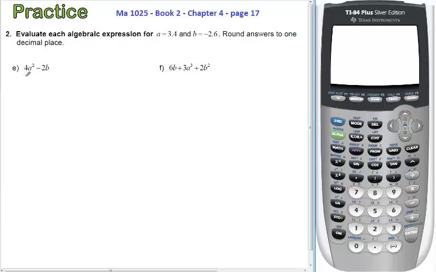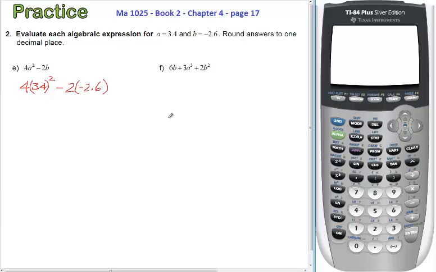So we see a coefficient of 4, we write that down first. Then anytime you're substituting for a variable, the safest way to do it always is a bracket. So out comes A, and in goes what A is equal to, which in this case is 3.4. Okay, minus 2 times B, and B is negative 2.6.